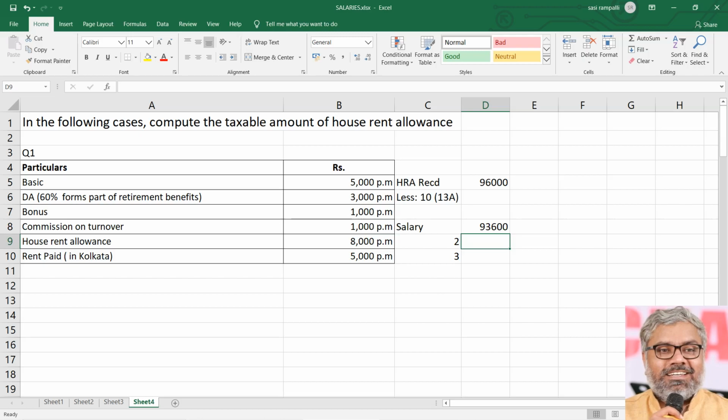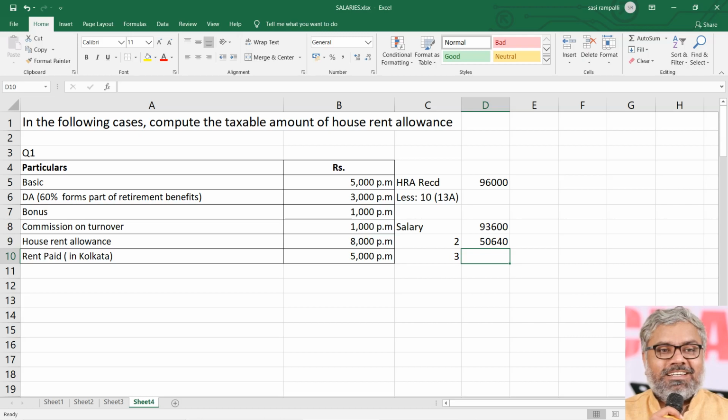Actual HRA received 96,000. Rent paid minus 10% of salary, that is the second calculation. What is the rent paid here? That is given in the question, 5,000 rupees per month, so per annum 60,000 rupees. That is rent paid, minus 10% of salary. Salary here we already calculated as 93,600. So 10% of 93,600 will naturally be 9,360. So the second calculation is 50,640.